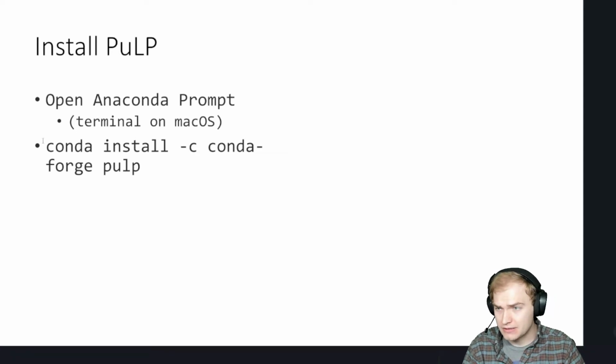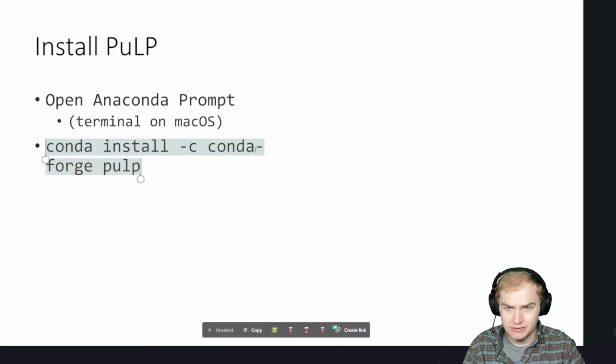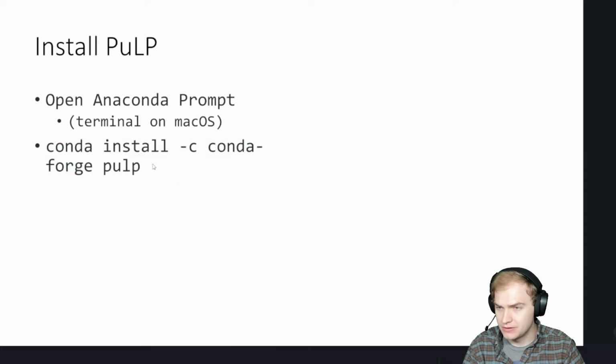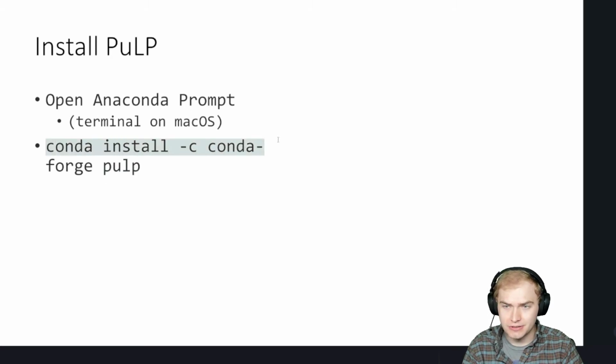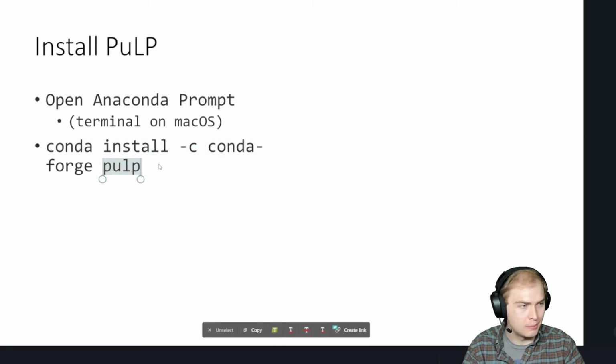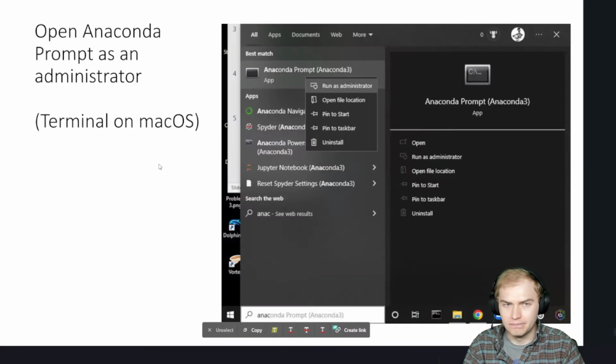And then you're going to type this command in the command line, which for whatever reason is 2 lines. This should be 1 line. But conda install -c conda-forge pulp. So this is going to tell Anaconda to install PuLP and all of the packages that it relies on to function. Here you go. Open Anaconda prompt as an administrator. It's just a terminal on Mac OS.